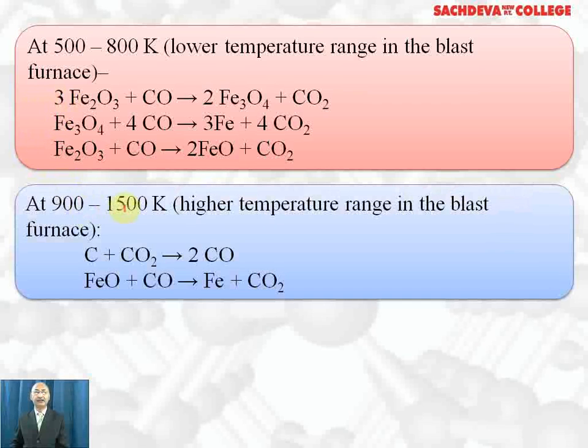900 to 1500 is the moderate or intermediate temperature range, or we can also call it a high temperature range, but it's not very high. Carbon plus CO2 gives you 2 carbon monoxide. FeO reacts with CO to form iron and CO2.